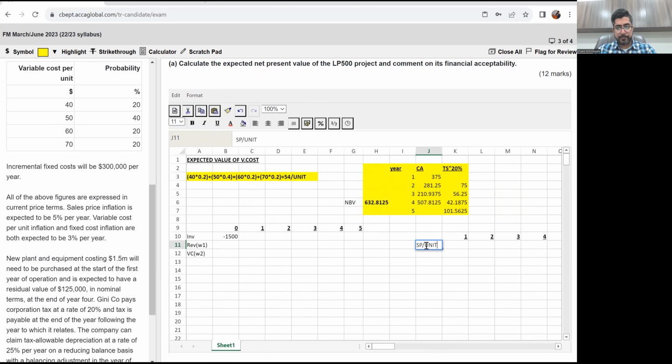So selling price per unit is 90 and 5% per year, current price terms. So 90 asterisk 1.05, and this will be dragged. Sorry, it's K11 asterisk 1.05, and now I will drag it.